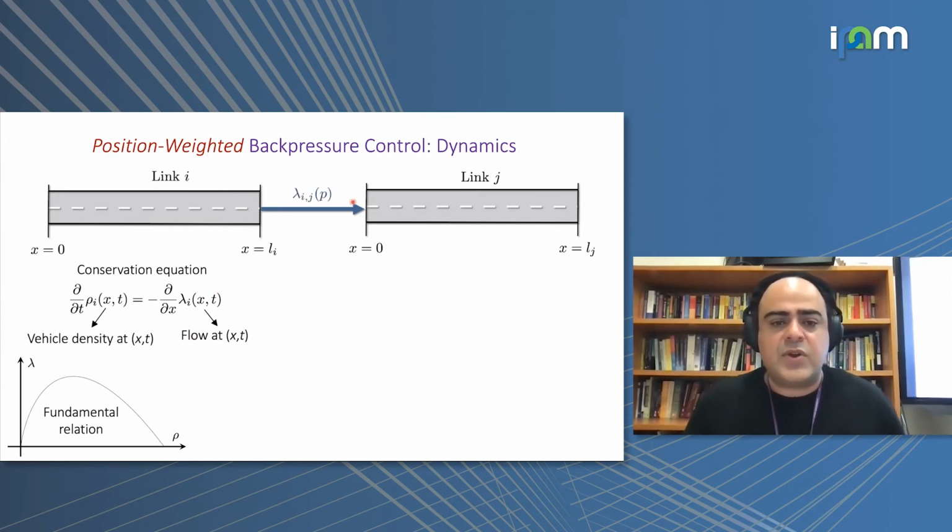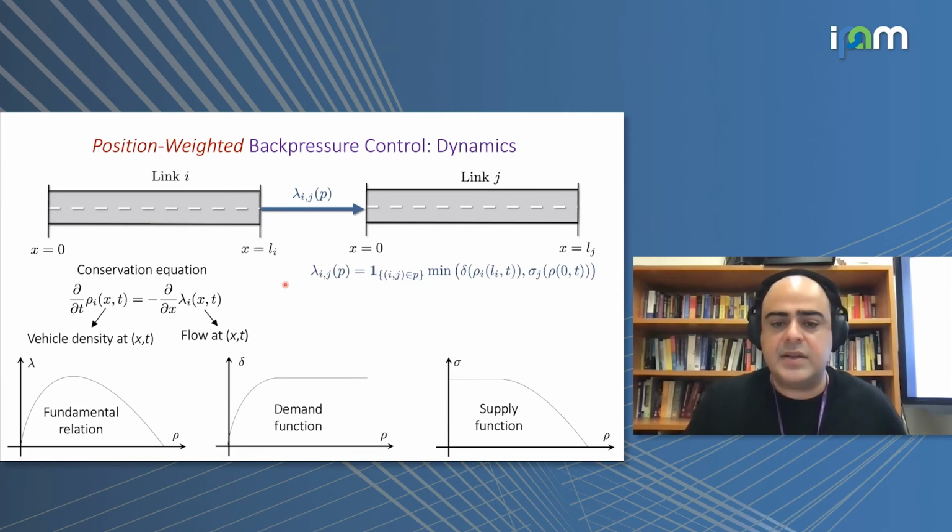And now for flows across links, so that's the dynamics inside the links. The dynamics across links come from a simple node model where you're looking at the minimum of the demand at the downstream end of the incoming link and the supply at the upstream end of the outbound link. Okay, and you take the minimum of those two, and then you multiply it by an indicator that tells you whether or not the phase is active.